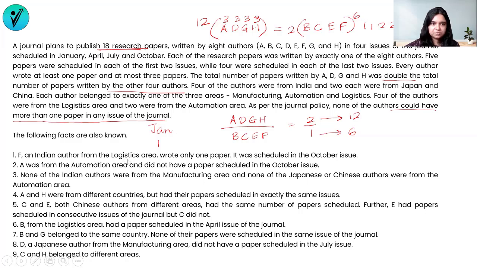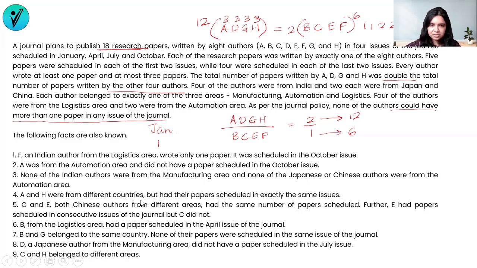F, an Indian author from the logistics area, wrote only 1 paper. It was scheduled in the October issue. So first of all, F belongs to this group. And we know that somebody has written 1 for sure. So F is given a 1. That's there for sure. A was from the automation area, did not have a paper scheduled in the October issue. None of the Indian authors were from the manufacturing area, and none of the Japanese or Chinese authors were from the automation area.